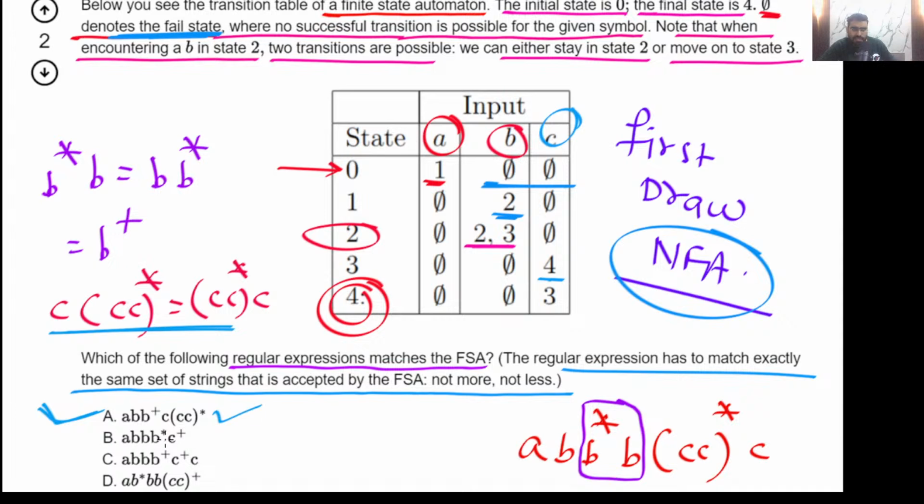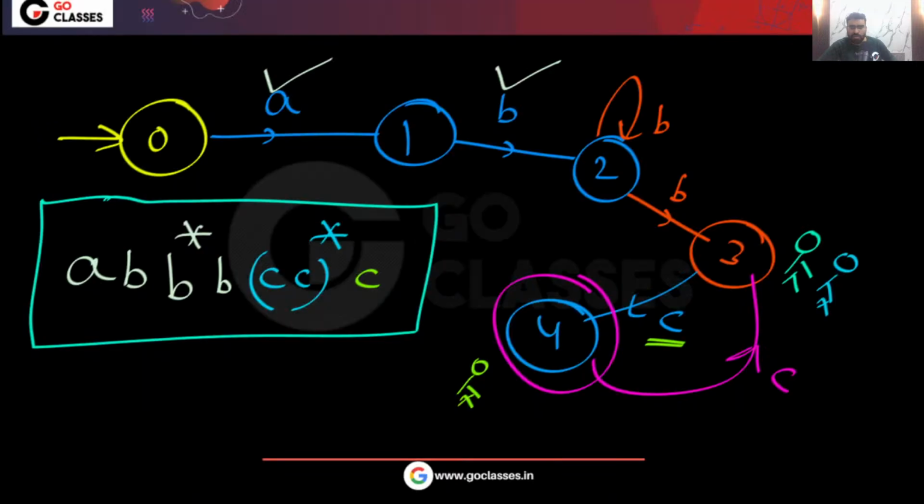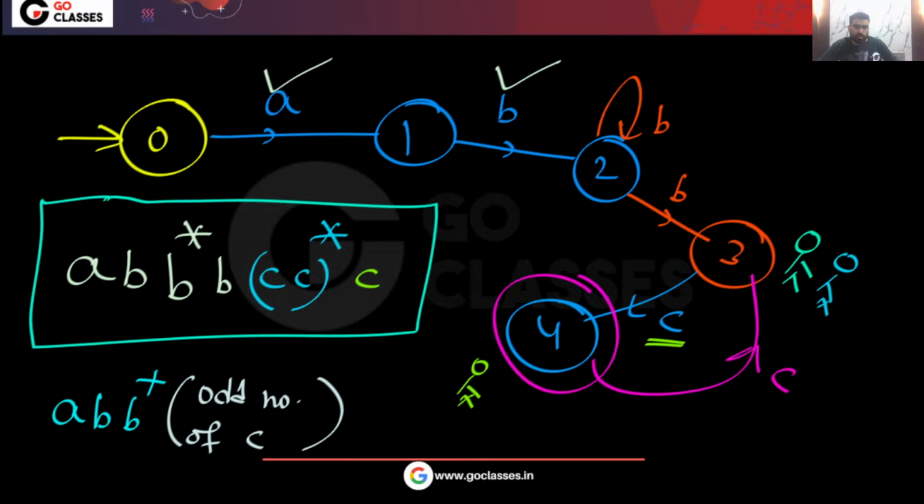Option A is the correct answer. Option B is not the correct answer because you can have any number of C. Actually, we must have an odd number of C, right? Notice here A, B, then B plus, then you must have an odd number of C here. Yes or no? Odd number of C you must have.